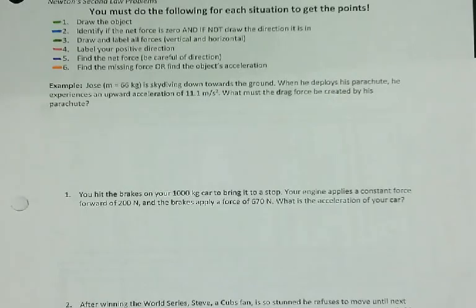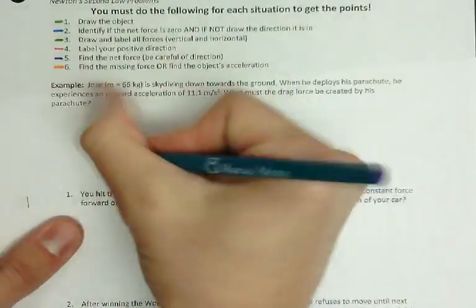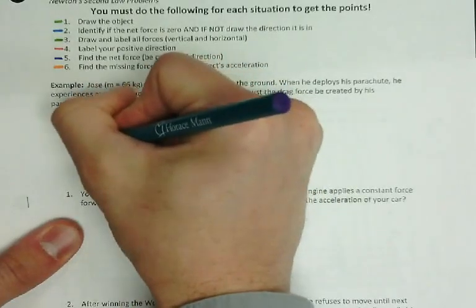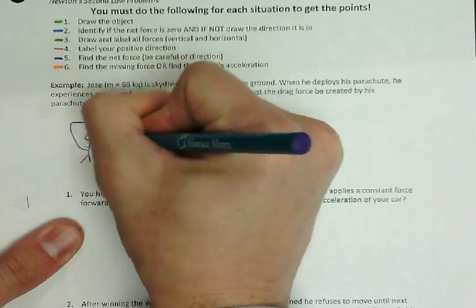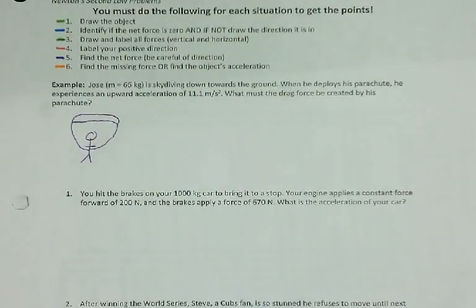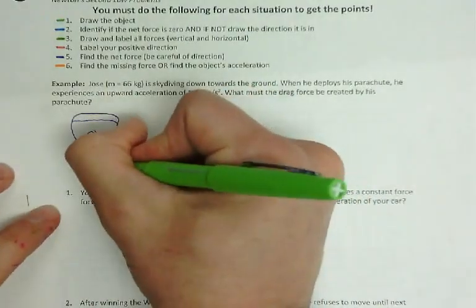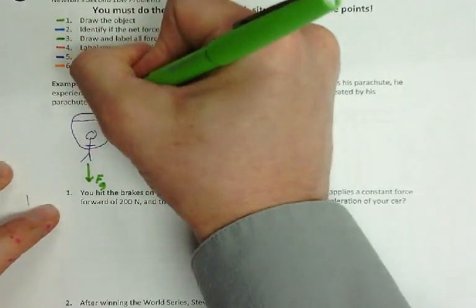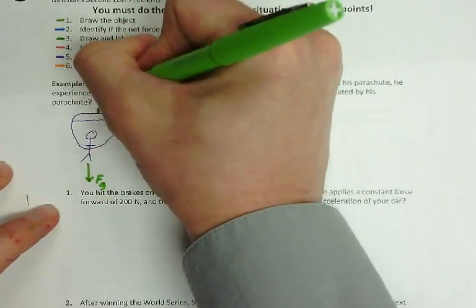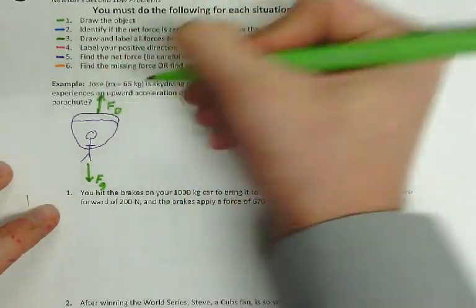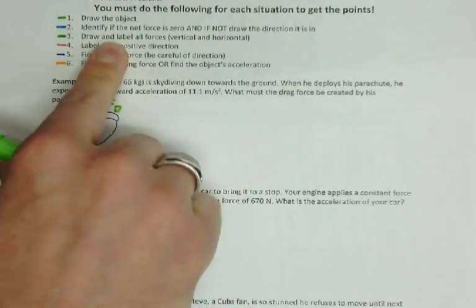Okay, so first things first, we draw the object. So here is Jose skydiving. Here's his parachute. There we go. Only the best drawings for you guys. Okay? Then we label his forces. His forces are gravity pulling him down, and the normal force, sorry, not normal, tension or drag, whatever you want to call it, pulling up. All right, so we drew the object, we drew and labeled the forces.